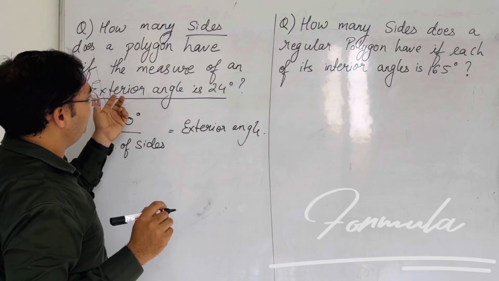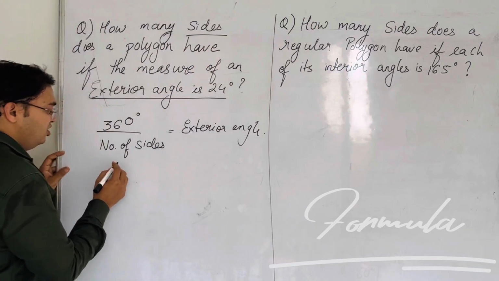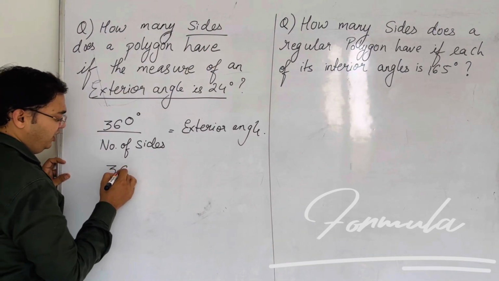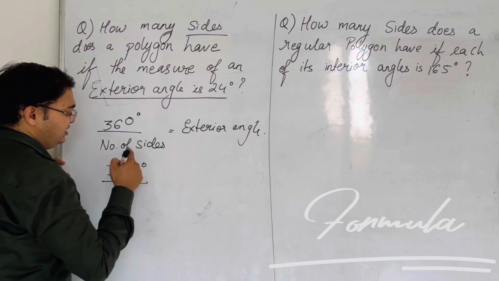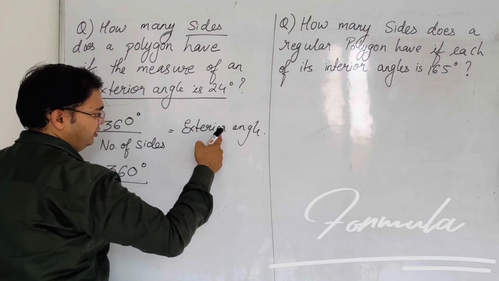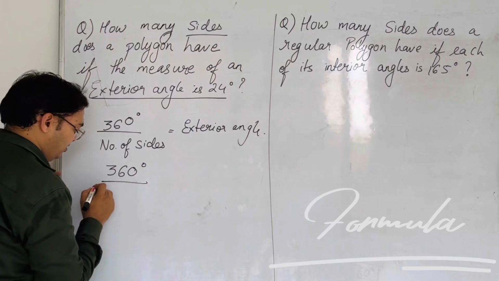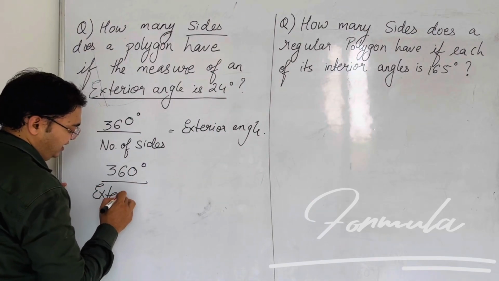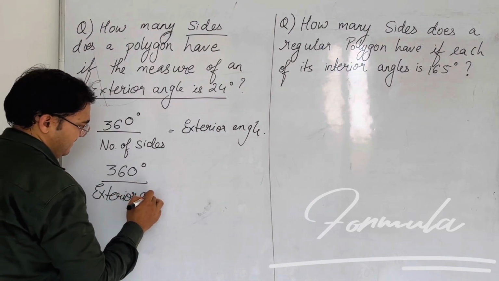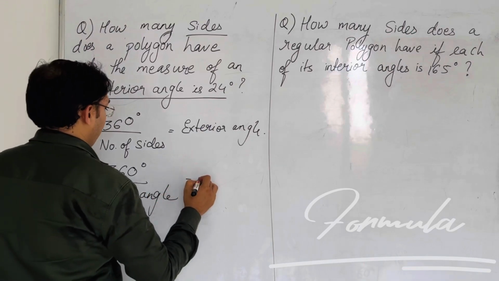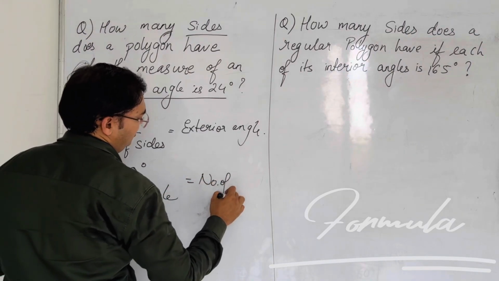But you can see here that the exterior angle is given to us and we are supposed to find the sides, so there will be a modification in the formula: the number of sides will go over here and the exterior angle will come down. So 360 degrees upon exterior angle equals number of sides.